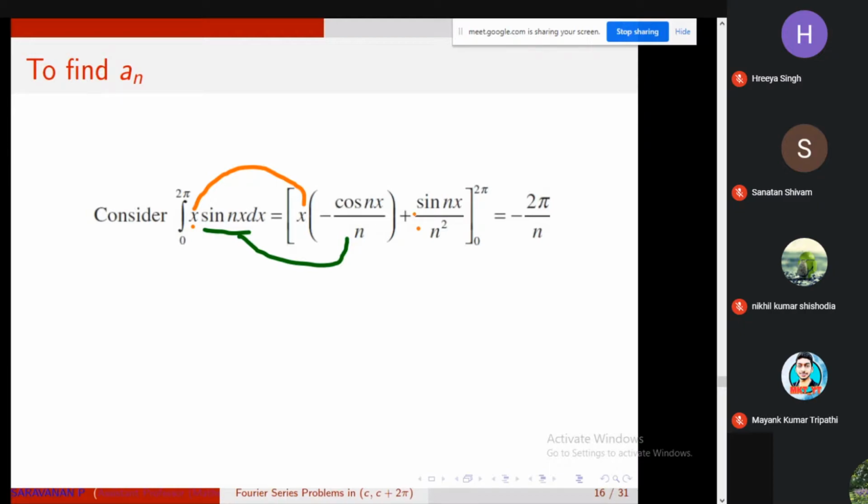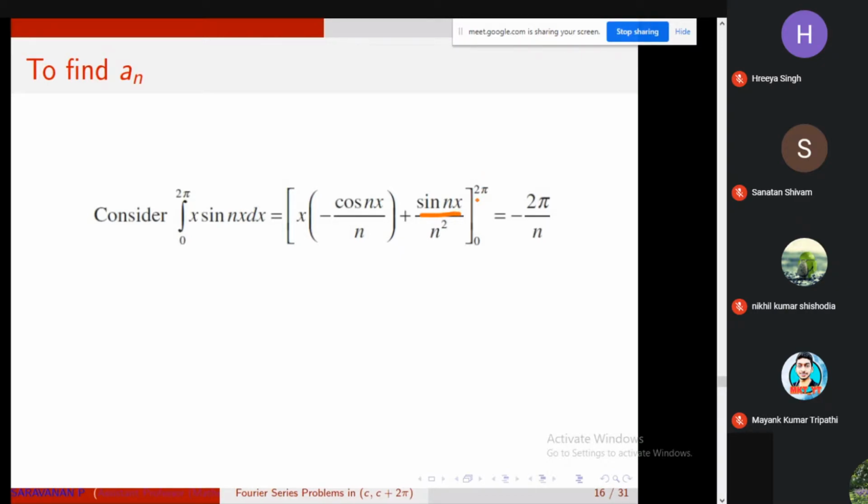Next term, you have to differentiate 1. If I differentiate 1, that is 0, so you can leave it. Now check. It's very simple. We have got the sin nx term. If I substitute the upper limit 2 pi, you will get sin 2n pi, that is 0. Sin pi, 2 pi, 3 pi, 4 pi, all the values are 0. So in general, sin n pi is 0.